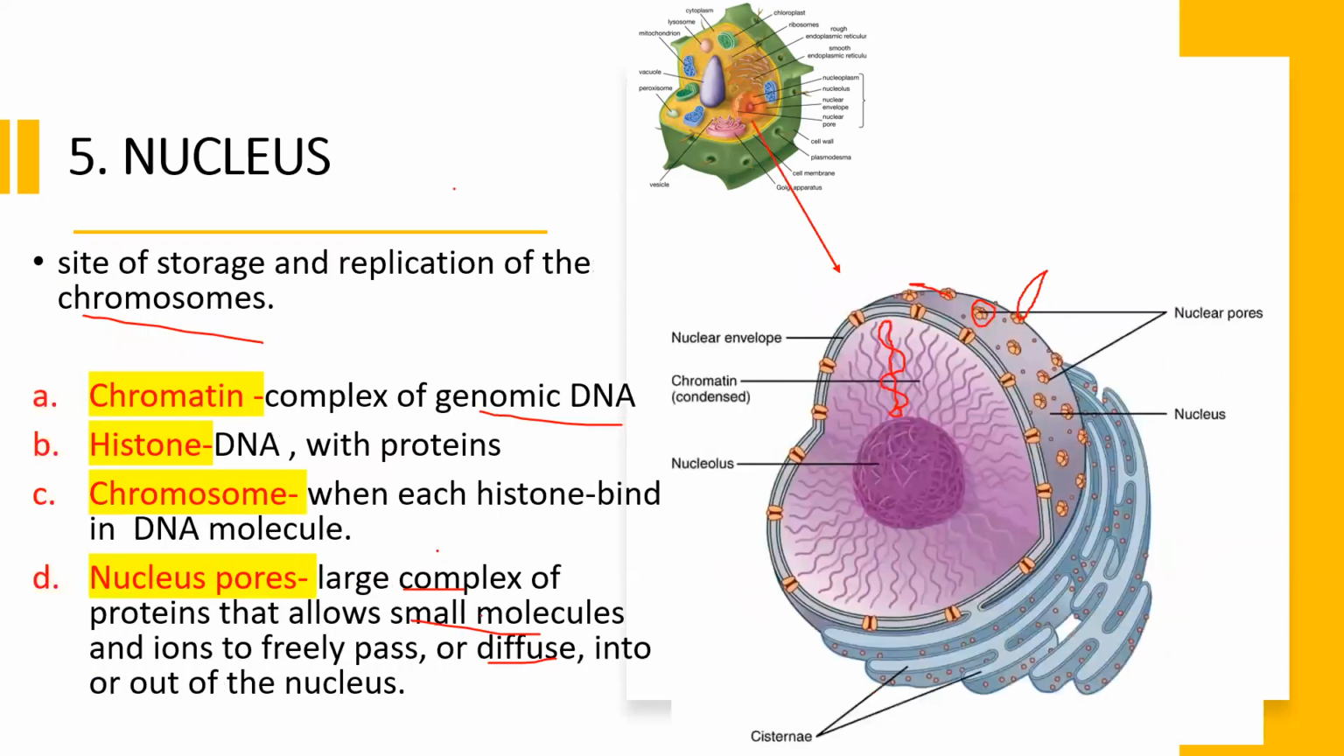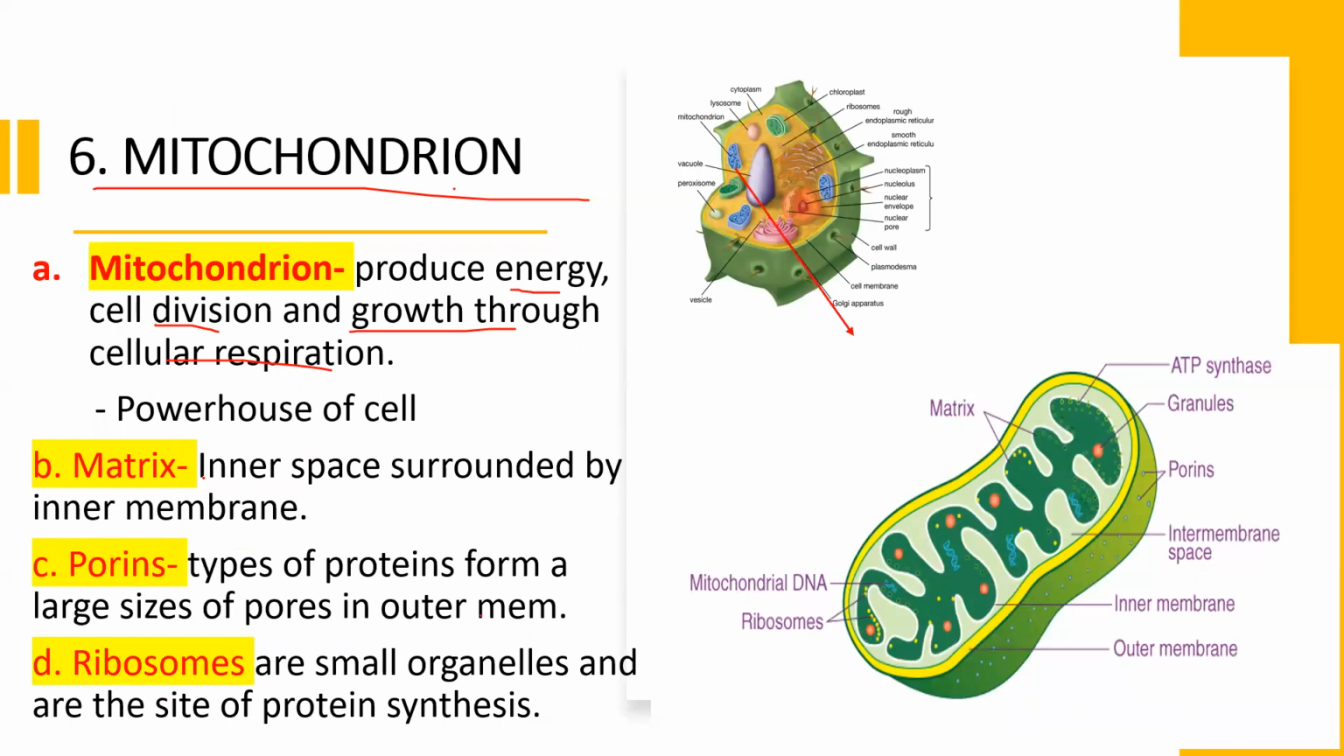Next, let's go to the mitochondrion. The mitochondrion produces energy, for cell division and growth through cellular respiration. The mitochondrion is the main powerhouse of the cells. The next one is the matrix. The mitochondrion's main requirement to produce energy is carbon and water. Carbon and water. So the matrix we mentioned earlier has a process.